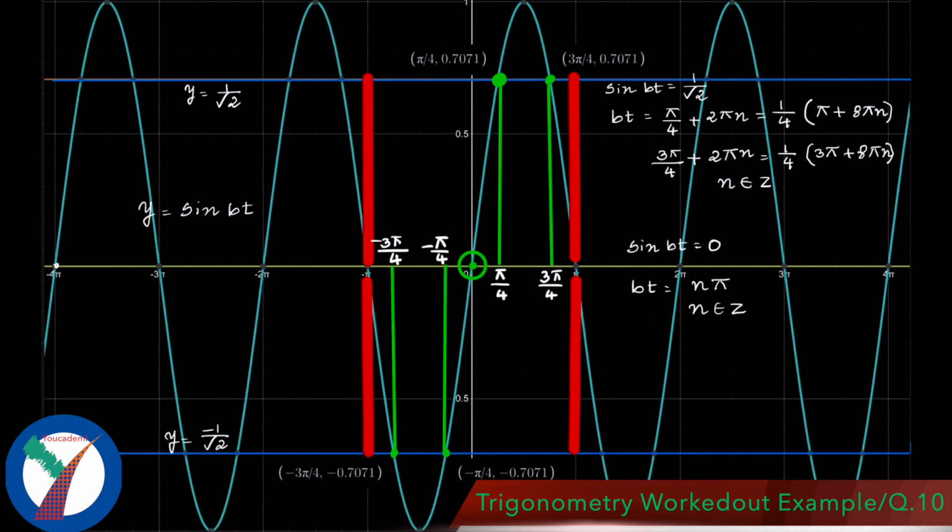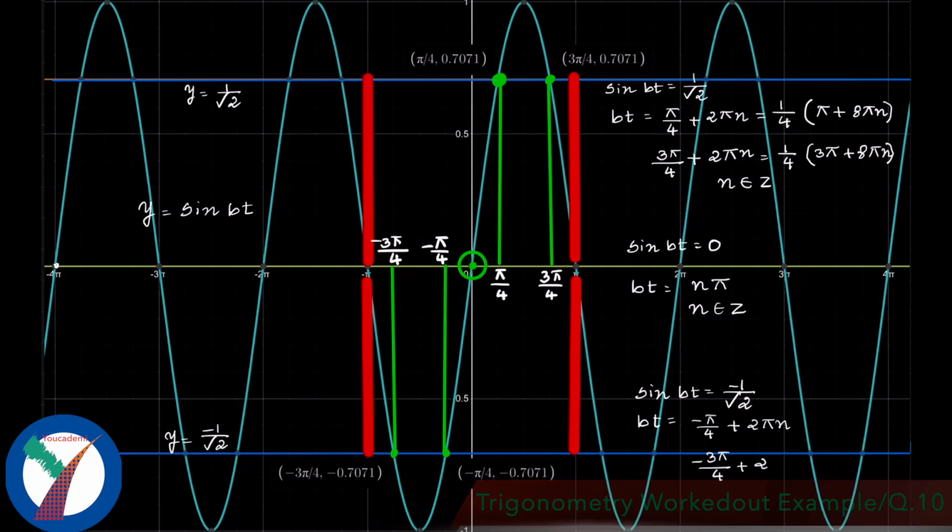Next, let us come to sine bt equals minus 1 divided by square root of 2. The general solutions are bt equals minus pi by 4 plus 2 pi n and minus 3 pi by 4 plus 2 pi n. I'm going to write it as minus 1 by 4 pi minus 8 pi n and minus 1 by 4 multiplied by 3 pi minus 8 pi n, where n is the set of all integers. Well, we have found the general solution.